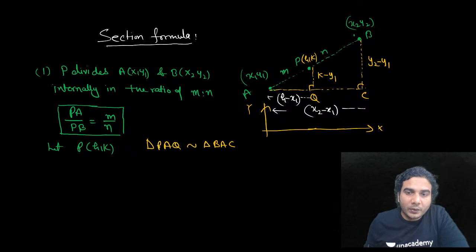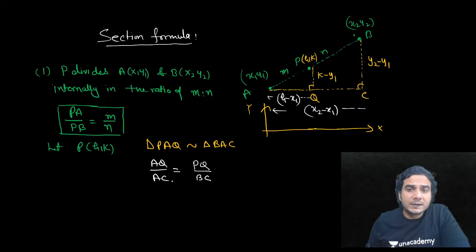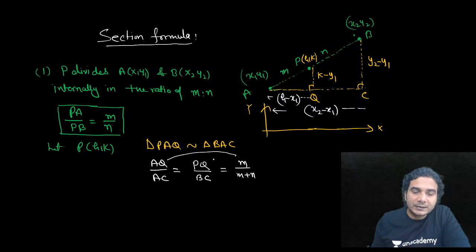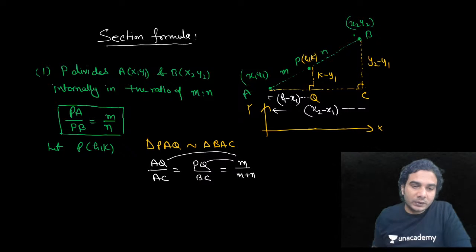So in similar triangles, you know that AQ upon AC can be written as PQ upon BC, right? And then you can put these distances and separate. You can separate for H and K, and this is also equal to M upon M plus N, because we need the answer in terms of M plus N. So once we equate first and last, and then we equate second and last, we'll get H and K coordinates respectively. So I'm deriving one of the coordinates.